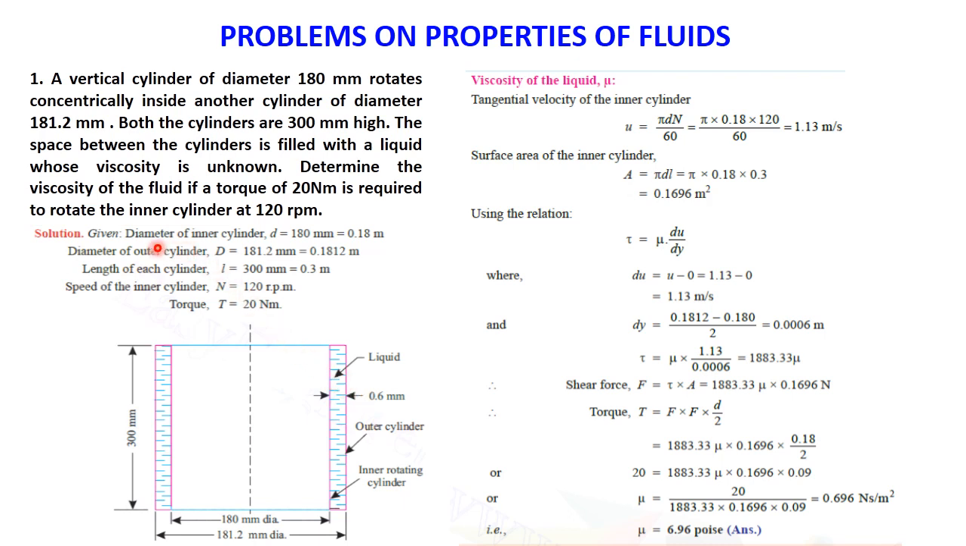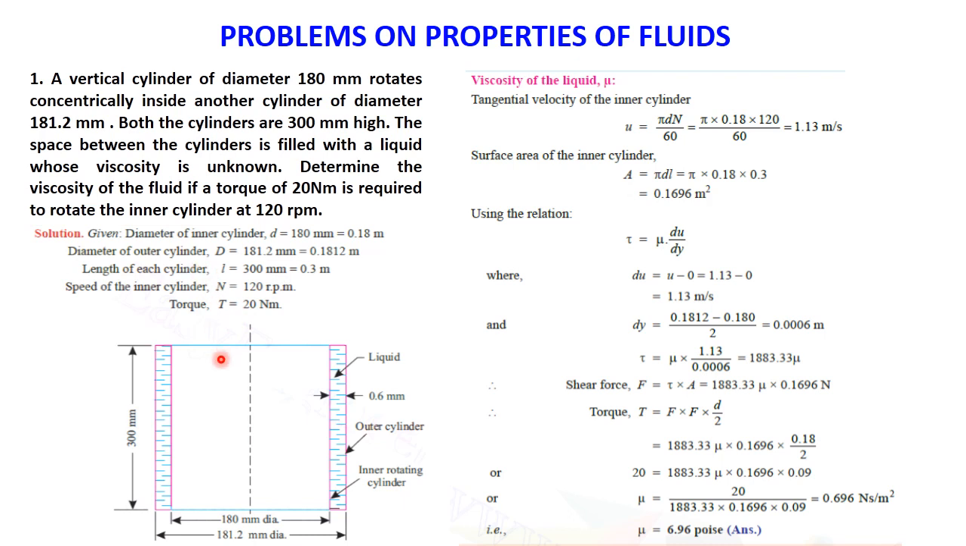So first we will write the given parameters. Given: diameter of inner cylinder, small d, is 180 mm. Converting it into meters, it is 18 centimeters, so it is 0.18 meter. Diameter of outer cylinder, capital D, is 181.2 mm, so it is 0.1812 meter. Length of each cylinder L is 300 mm, so 0.3 meter. Speed of the inner cylinder N is 120 rpm, and torque is 20 Newton meter. So these are the 5 given parameters to us.